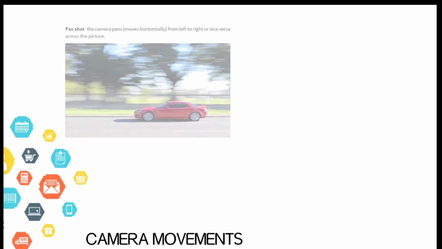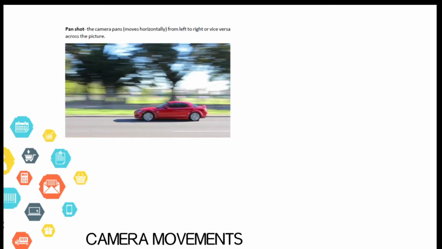So here are some of the camera movements naman. So we are done with the angles, we are done with the point of view, we are done with camera shots. So ngayon naman, movement naman ng camera. Siyempre, ito yung pag-film natin or pag-video. First, you do have the pan shot. Okay, ito yung parang panoramic shot natin. Wherein the camera pans, moves horizontally from left to right or vice versa across the picture.